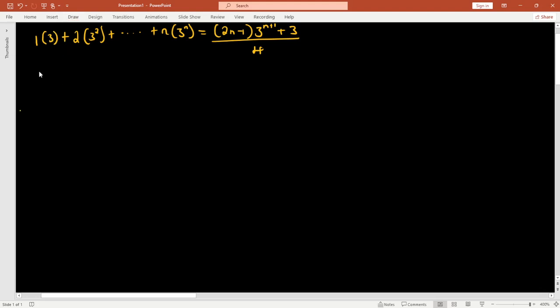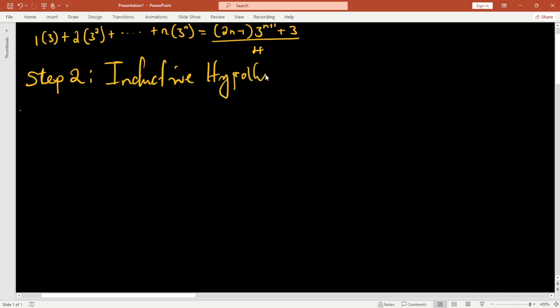So step number 2, which is the inductive hypothesis. Under the inductive hypothesis, we make an assumption that the statement that we have is true when n is equal to k. So it's true for n equals k. So the only thing that we get to do under this step is we copy the expression, and then where there's n, we substitute with k.